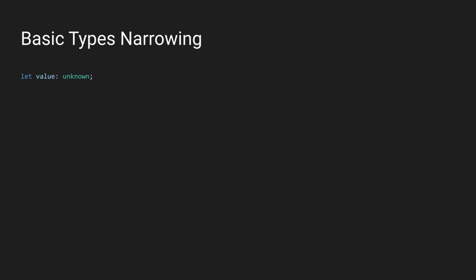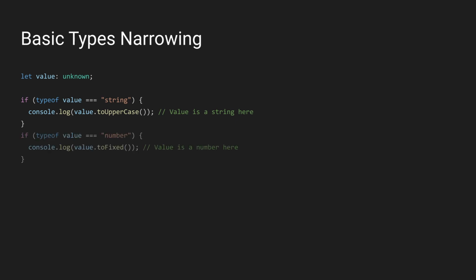Narrowing down a union type or broader types like any or unknown to a primitive is easy. The JavaScript typeof operator helps in accomplishing this. Here we have an example of how to safely detect a string, number, or a boolean.